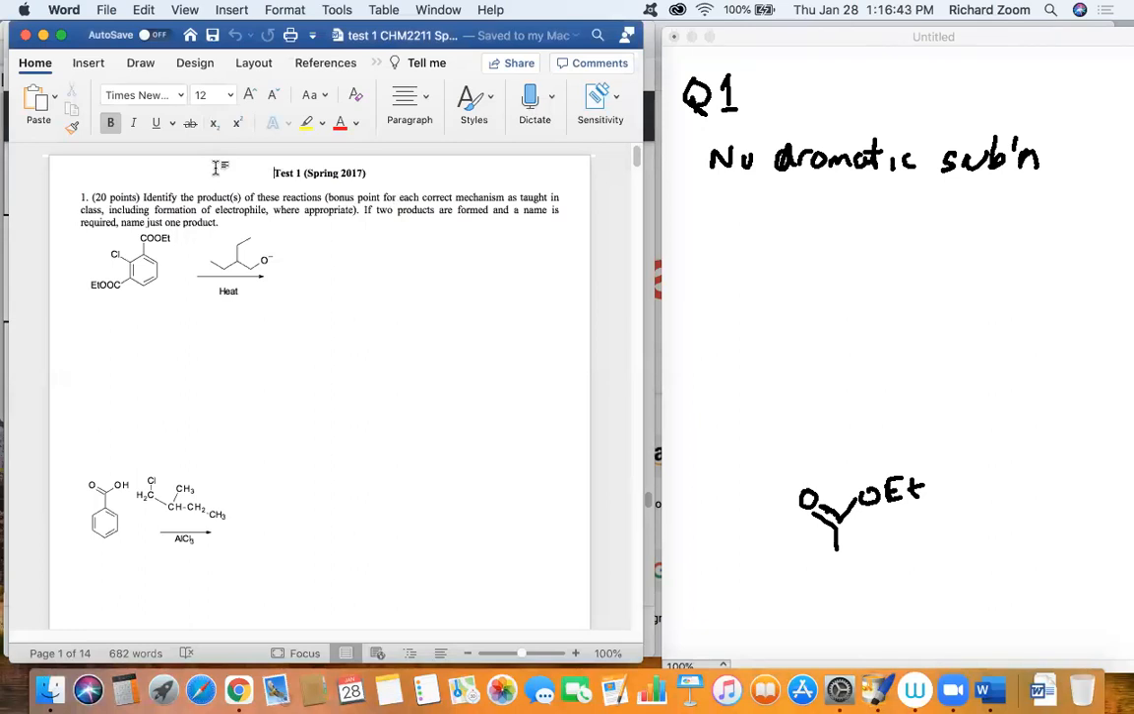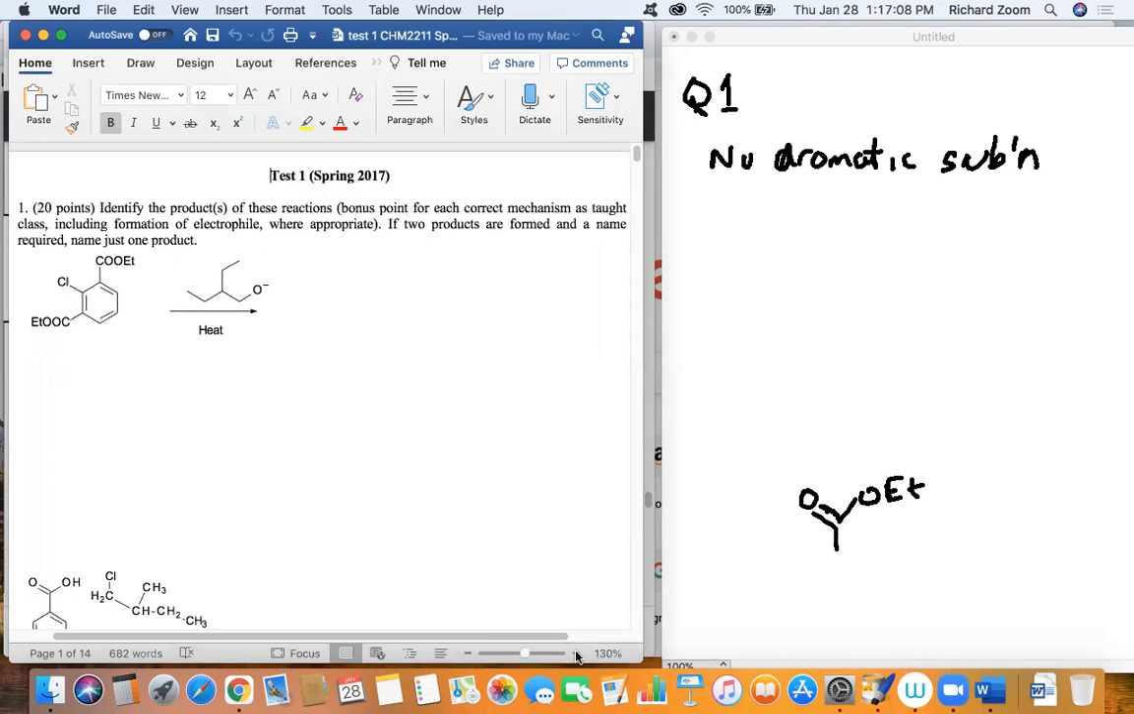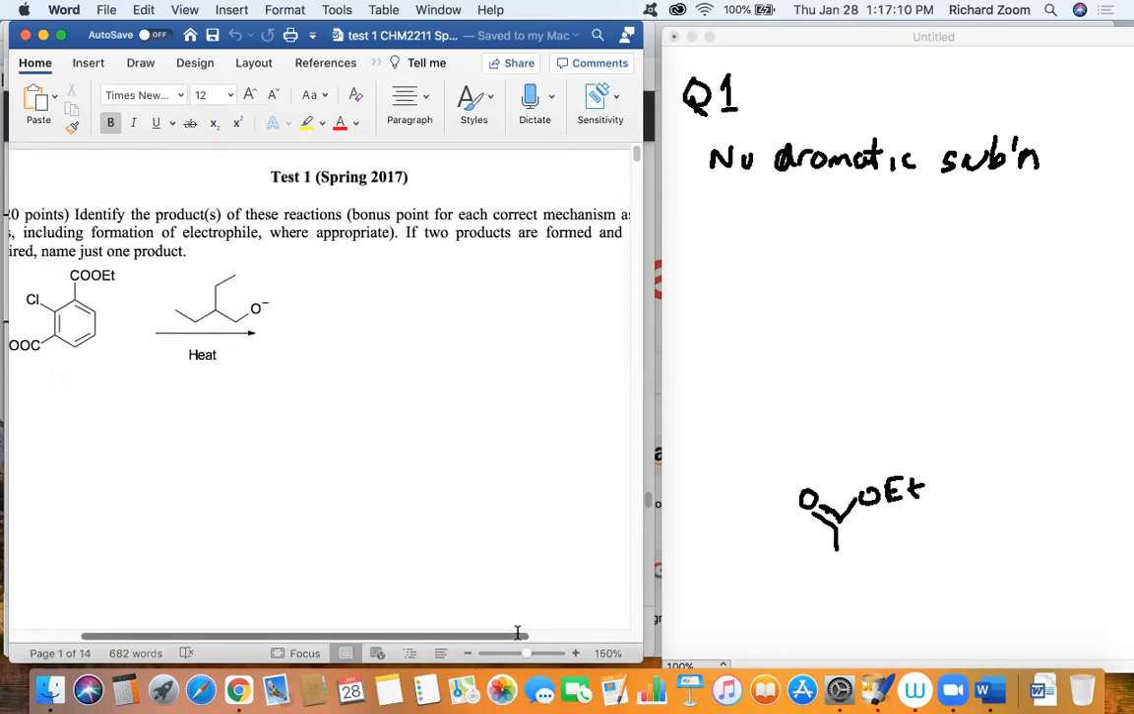Let me see if I can make this a bit bigger. If we redrew it to the point where the Cl was at the top, that's still correct. It's just shifted around a few degrees. At the bottom, you can increase the zoom in, zoom out. Oh, down here. Thank you. All right. Is that any better? Yes.